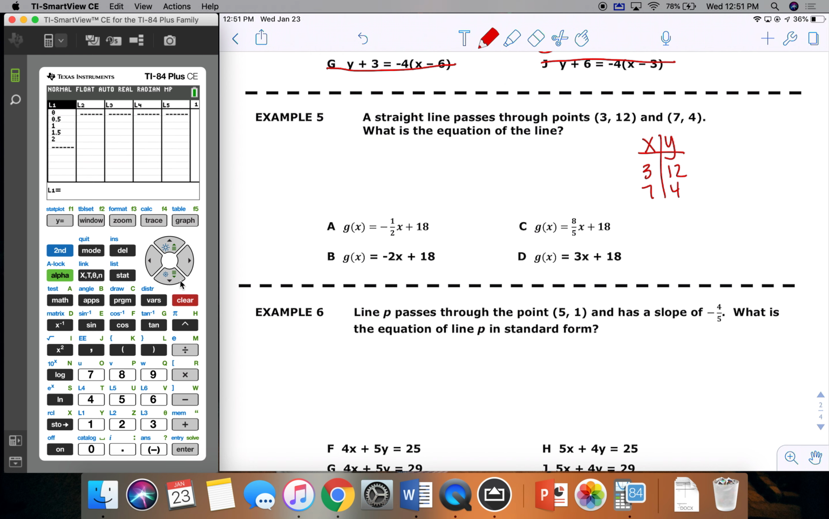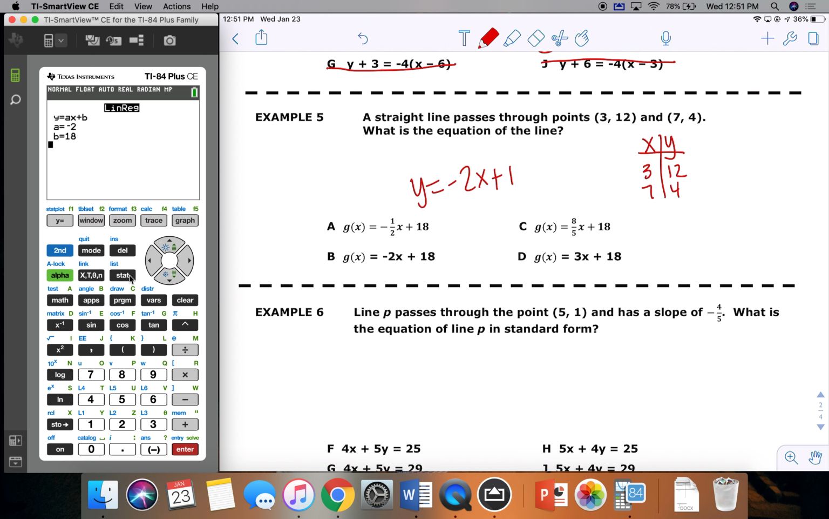Remember, we never, ever, ever delete the list. We clear out the list. So my x's are 3 and 7. My y's are 12 and 4. And then I'll click Stat, scroll to Calc, option 4, enter, enter, enter. And so my equation is -2x plus 18, which is answer choice B.